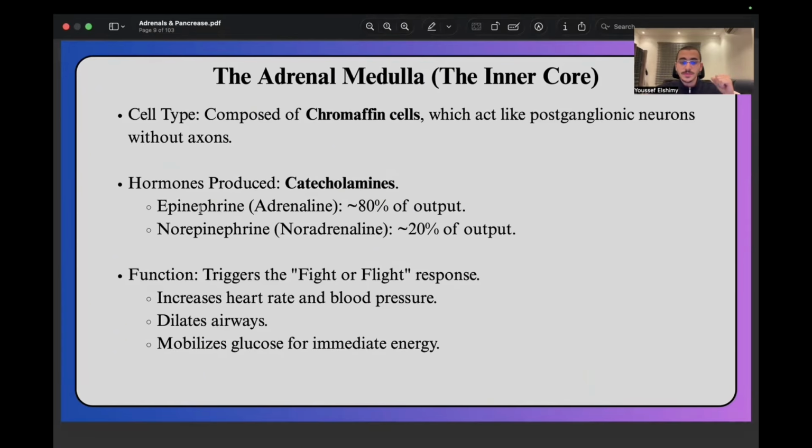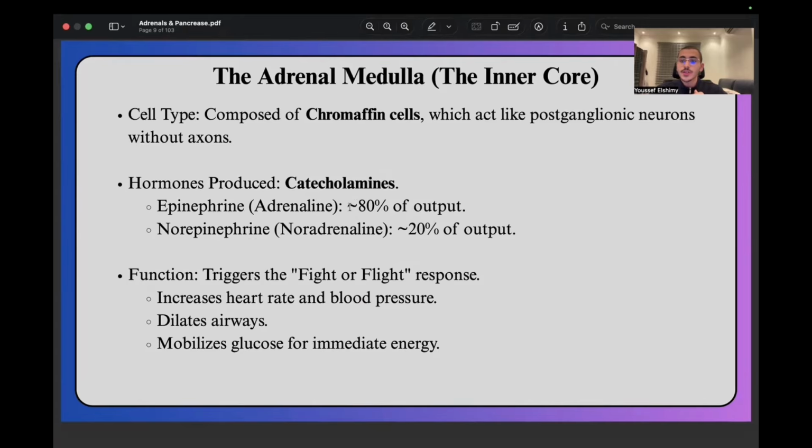So epinephrine is also called adrenaline, and norepinephrine is noradrenaline. But what I want you to know is that chromaffin cells act as postganglionic neurons and they produce catecholamines. So what are these catecholamines? This includes epinephrine, which is 80% of the output, and norepinephrine, which is 20% of the output.